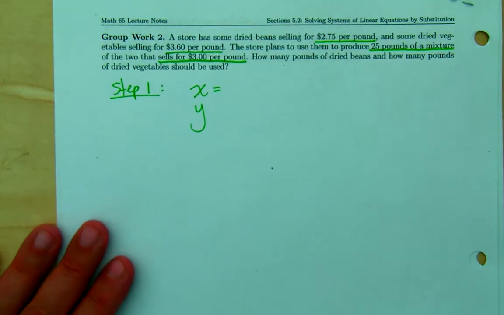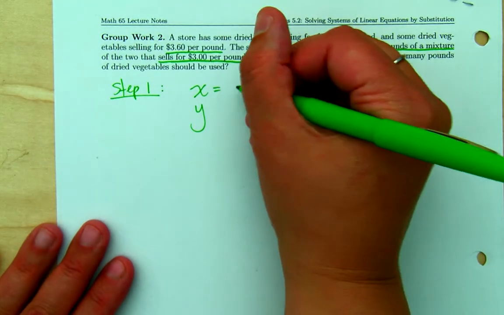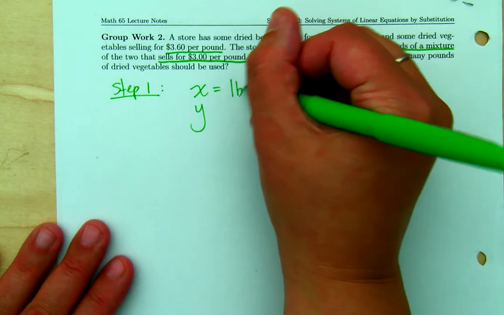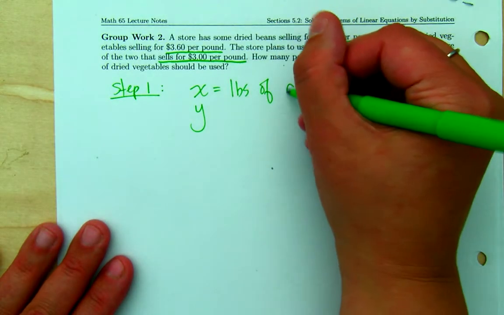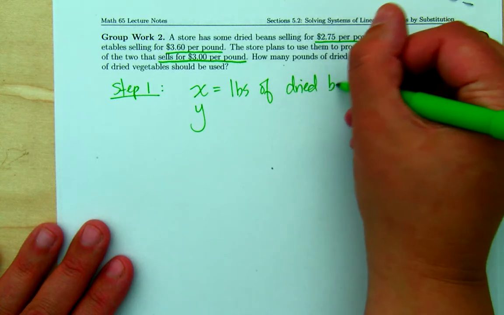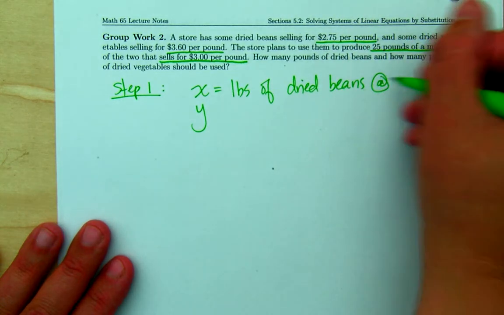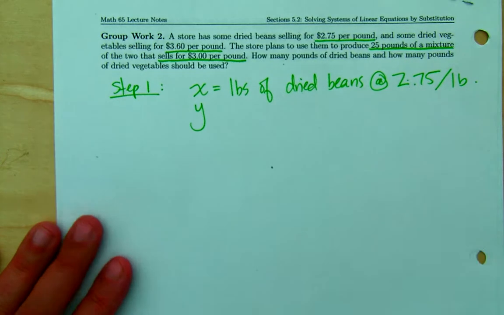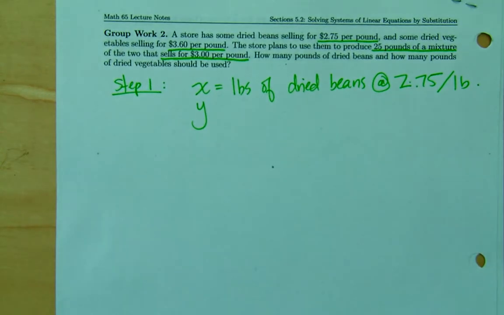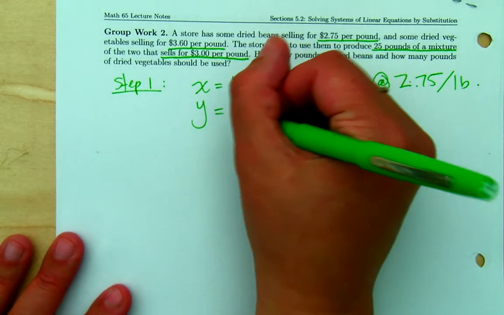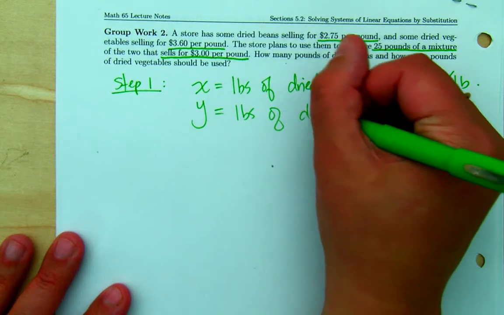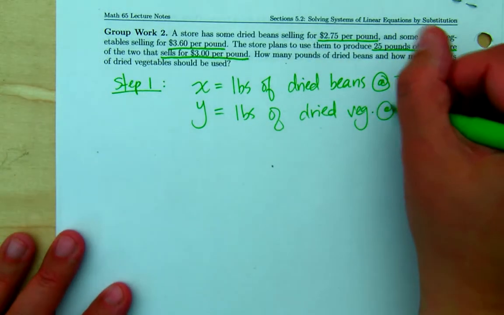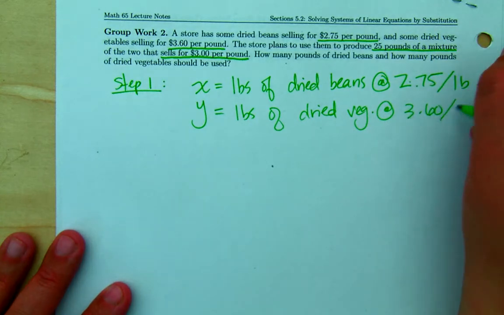X represents what? Yes, pounds of dried beans. At $2.75 per pound. That's a lot of information. That's great. Okay. Y represents then the pounds of dried veggies at $3.60 per pound.